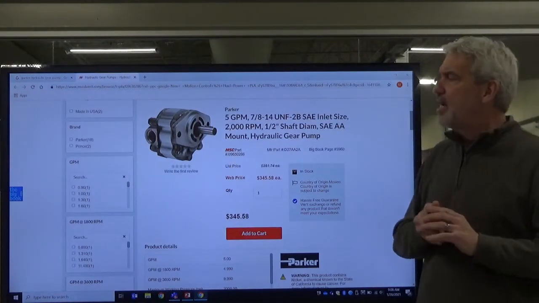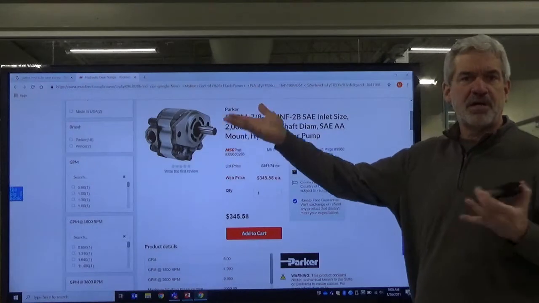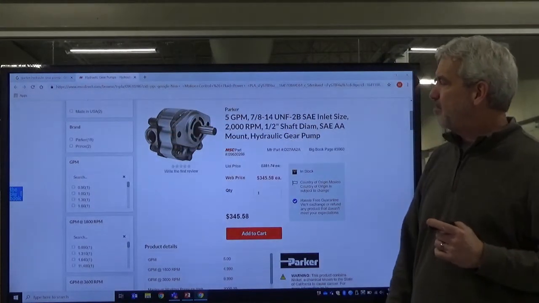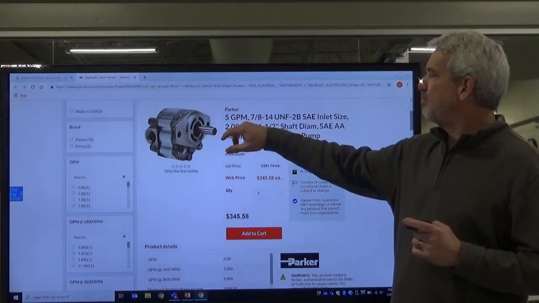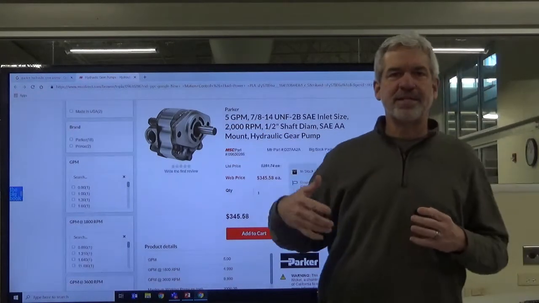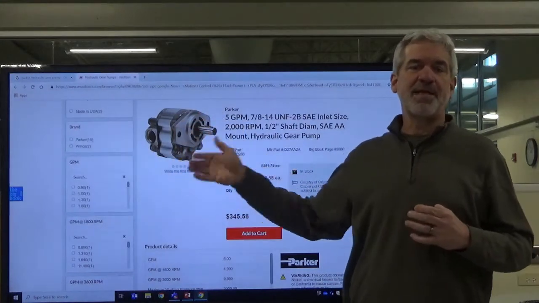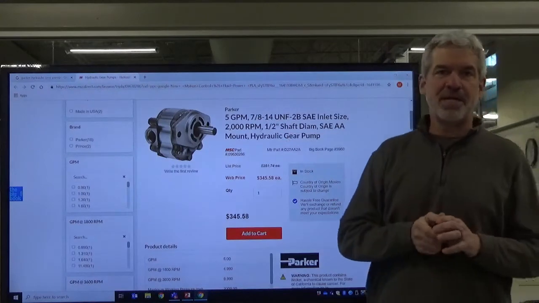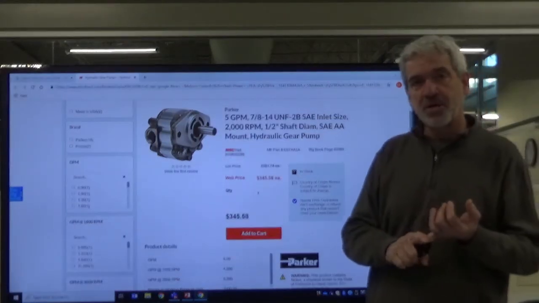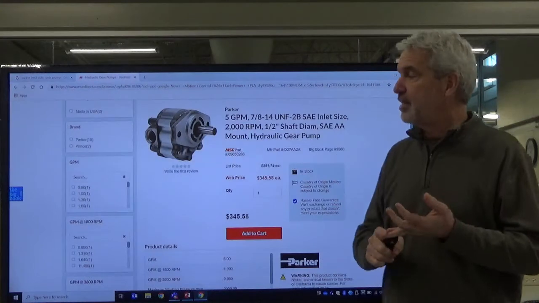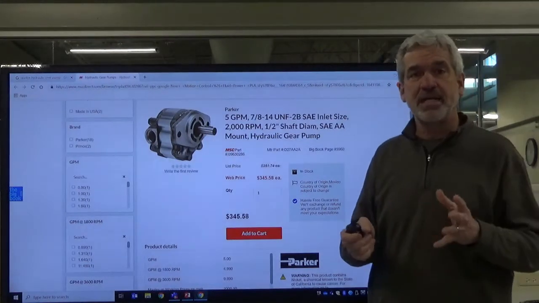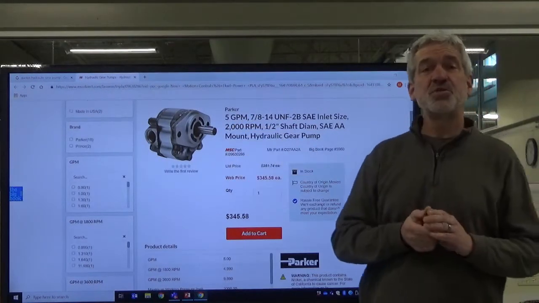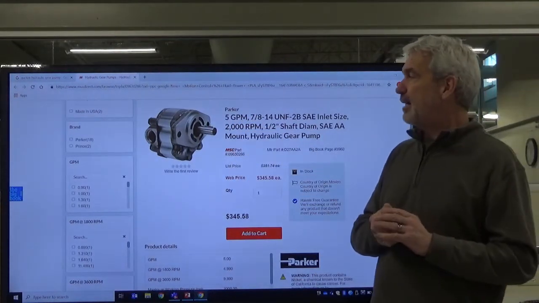fluid power sites and pulled up just this Parker pump. It's just to show you, this is a pump. It is a gear pump, and it's 5 gallons per minute. So that pump is rated at 5 GPM. That's the amount it can put out when you're running at 2,000 RPM. So whatever you're hooked to, whether it's an electric motor, a tractor accessory gearbox, or whatever the case may be, this pump is going to put out 5 gallons per minute when we're running at 2,000 RPM.